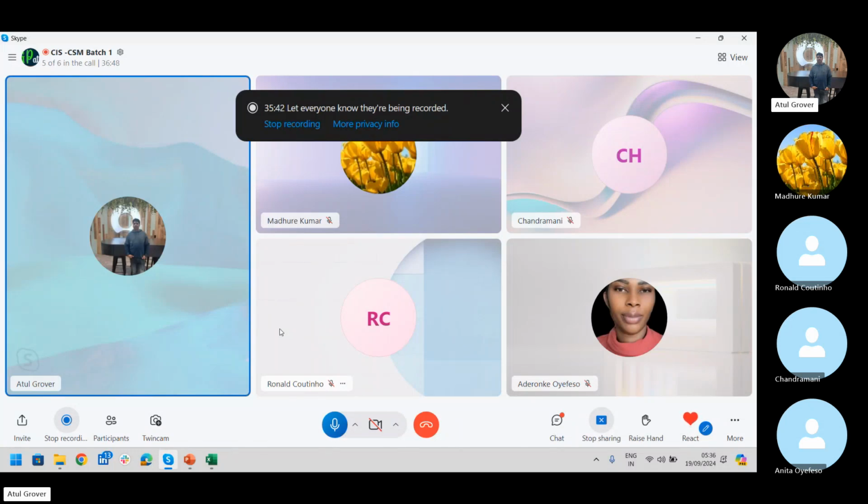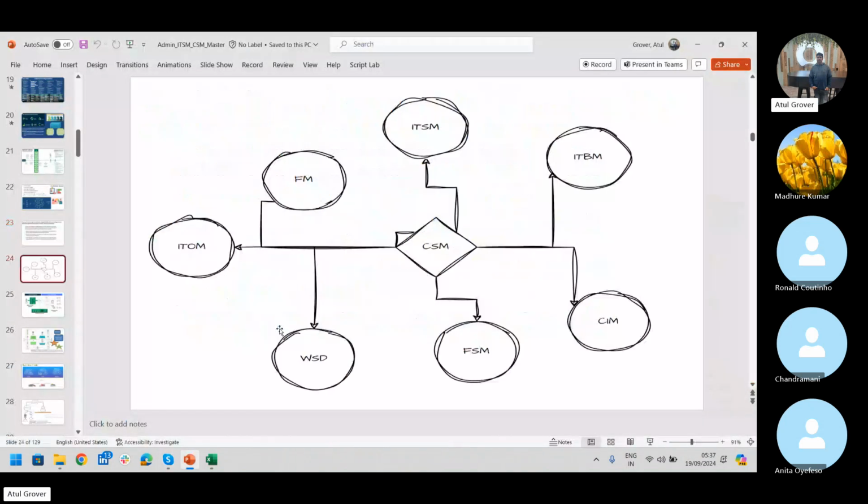Your HRSD is also for the internal employees only: onboarding, offboarding, documentation, policies, time cards, time sheets, all the things. That is your internal employee. Right. But CSM is completely outside. Okay. Now, CSM is related to the other parts.